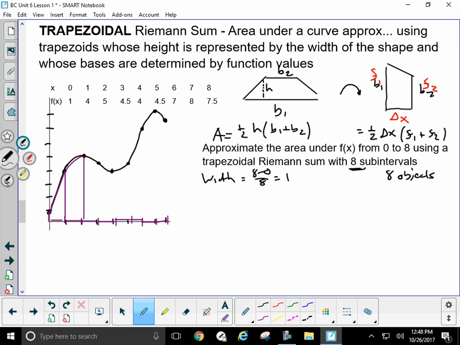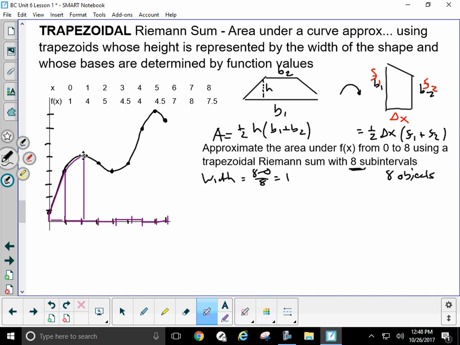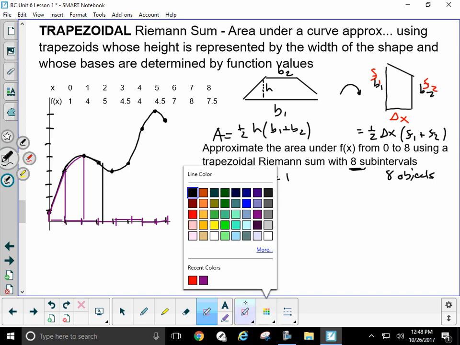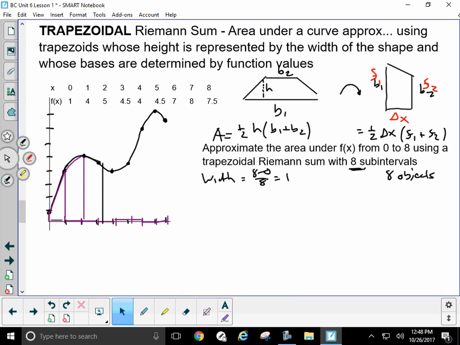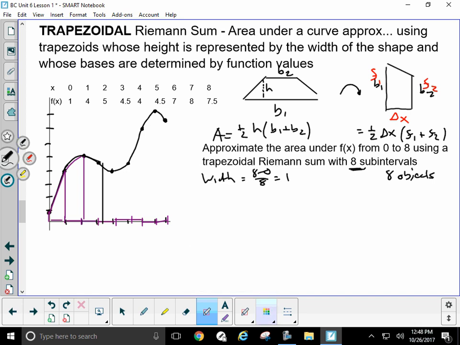Okay, go ahead and draw the rest of your trapezoids, and then we'll go through the calculations together. Just connect your heights with straight lines.